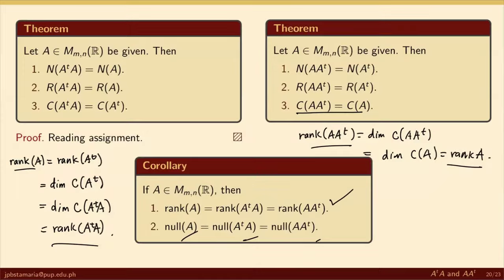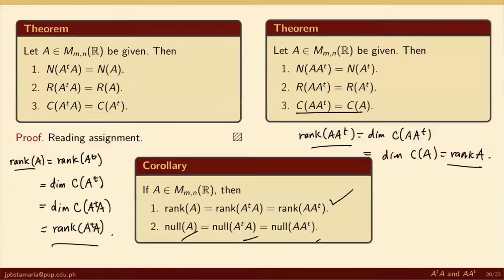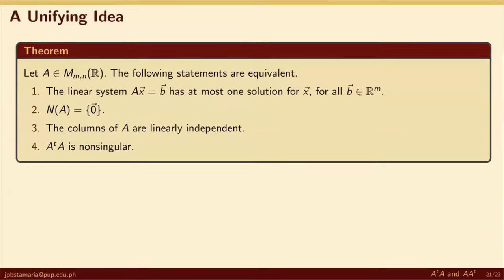If there's one thing that we have learned about all of this, we have learned the following unifying idea. Meron tayong unifying theorem, but it talks about square matrices. You can think of this as a unifying idea in the case when A is not square. If A is not square, these are the things that are going to be equivalent. Why are they equivalent? It follows from the previous theorems. Let me explain. So, what are the statements that are equivalent?